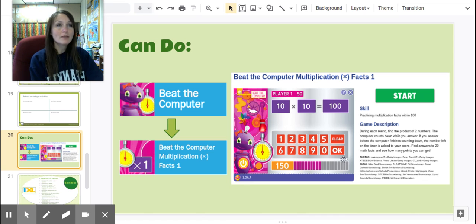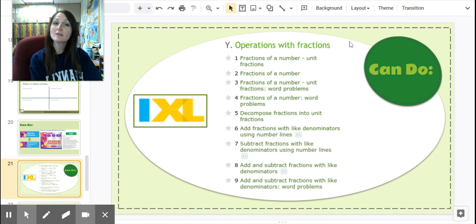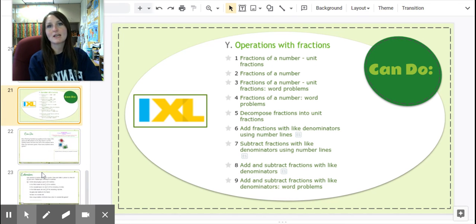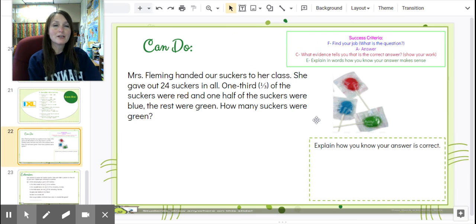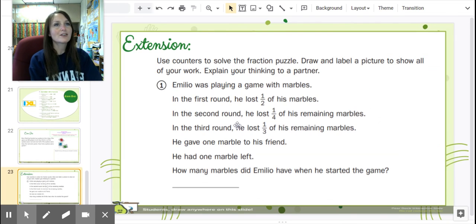Okay. You can play Beat the Computer with multiplication to help make sure we're learning other things and not just fractions. But if you want some more practice with fractions, collections, here are some things on IXL with operations of fractions that you can complete. Here's another can do. This is pretty tricky, so you could try this one. And then here's an extension as well.